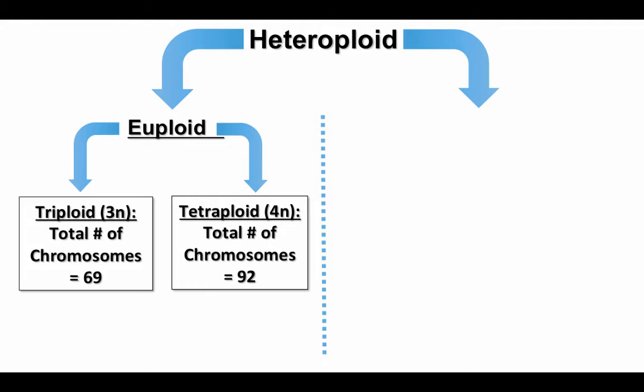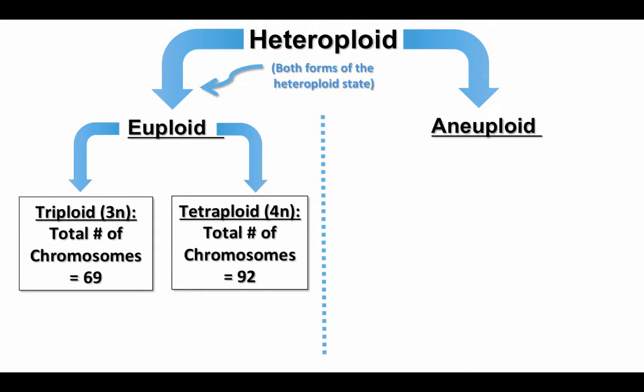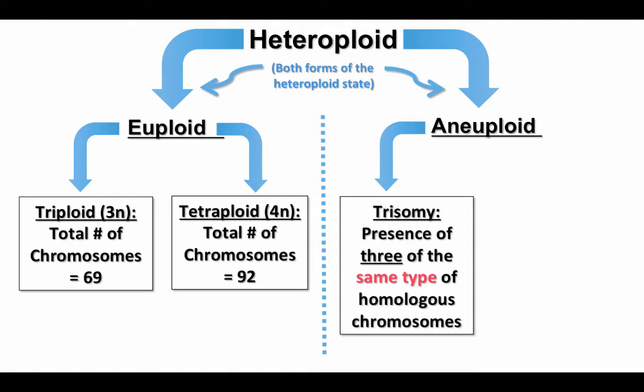So again, if any heteroploid state exists that is simply not euploid, it is referred to as aneuploid, as in not euploid. The majority of the aneuploid states can be subclassified as being either trisomy or monosomy.